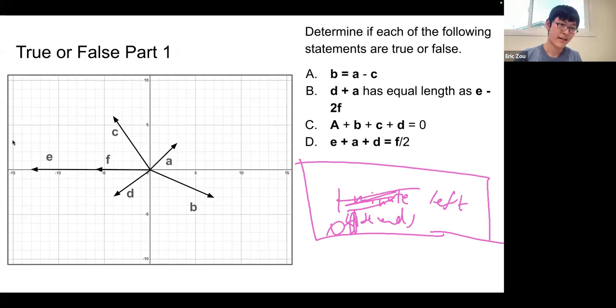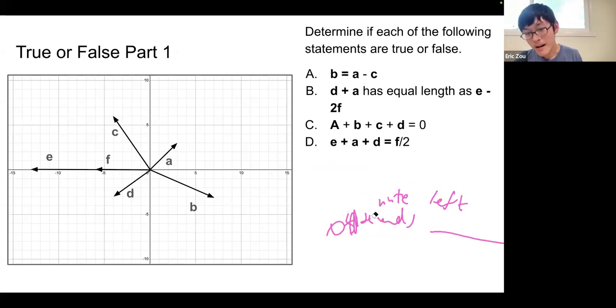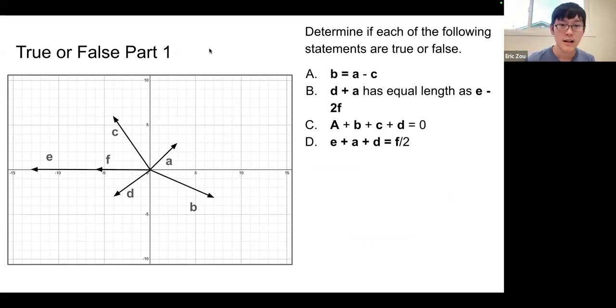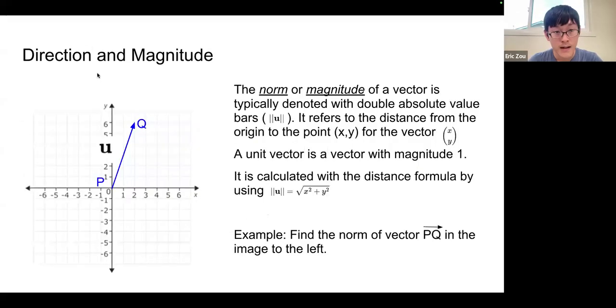All right, now it's the end of the break. All right, is everyone back? All right, let's assume that everyone's back, because I had this timer thing. All right. Okay, let Jonathan talk about direction and magnitude now.